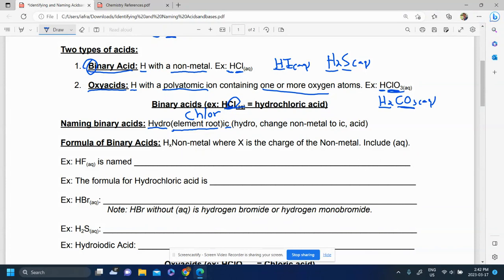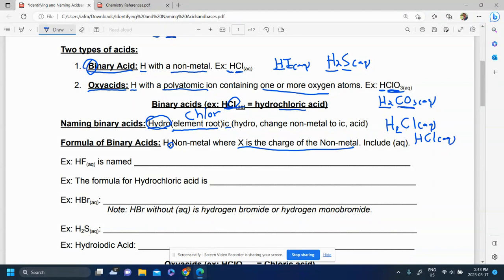If you want to write the formula from a name, you need to recognize it's binary, and you'd know it's binary because the prefix hydro is in the front. You would write H first, and then the subscript would be the charge of whatever nonmetal is there. So for example, if I say hydrochloric acid, H first, chlorine, its charge is -1, so just put a 1 here, and then put a Cl there, and then you have to put AQ. Since you don't need the 1, you can just put HCl, AQ.